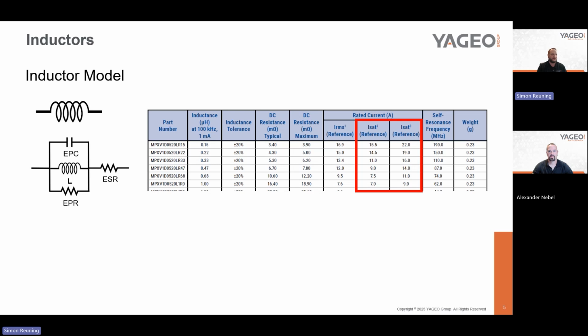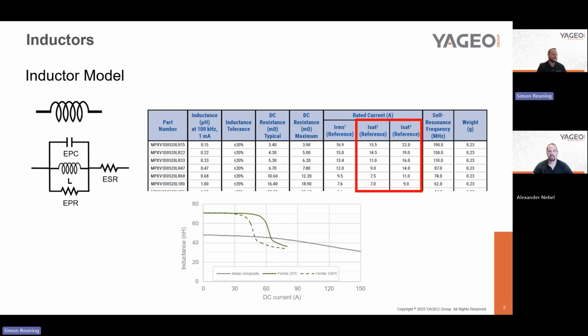Right, but that's not all that we have to consider. We also have to look at the core material. Can you talk about this a little bit, Alex? Yeah, right. It's very important to understand also the behavior, because the rated current, the saturation current ISAT1 and 2 and 3 just give an indication of one point on a curve. And we see here two good examples. So one is the ferrite and one is the metal composite.